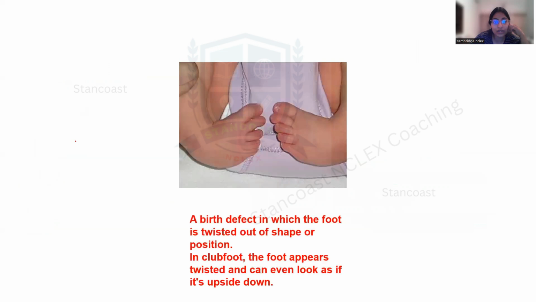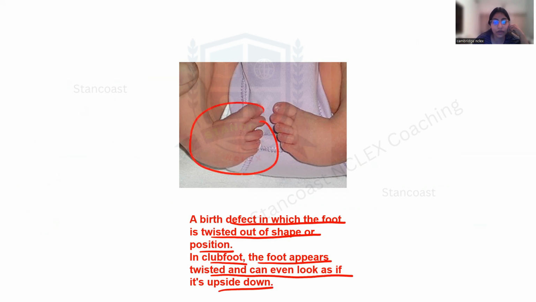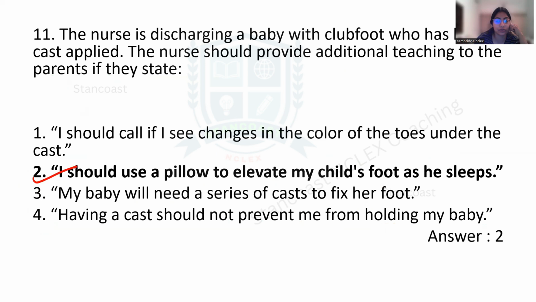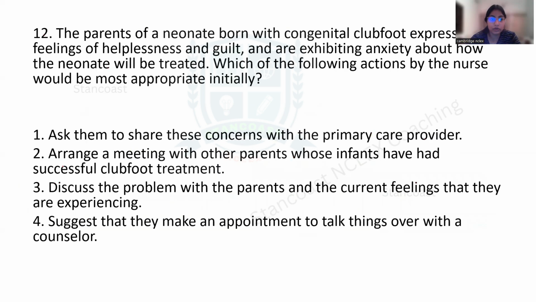Now let's see what clubfoot is. So this is the clubfoot. It is a birth defect in which the foot is twisted out of shape or position. In clubfoot, the foot appears twisted and can even look as if it's upside down. Okay, so there will be abnormal twisting of the foot. So we will choose option 2 as the correct option. Now let's talk about question number 12.